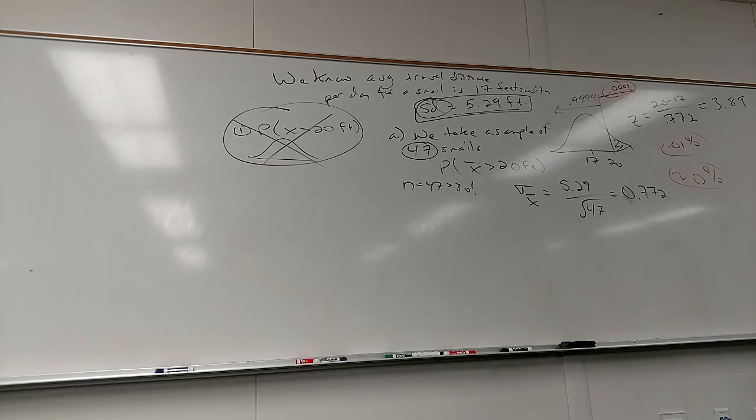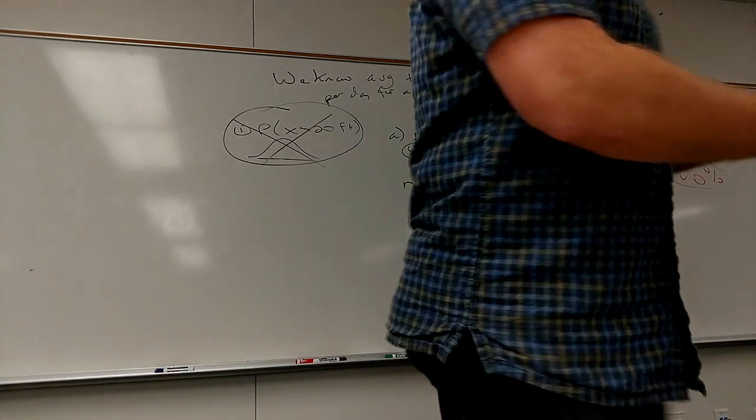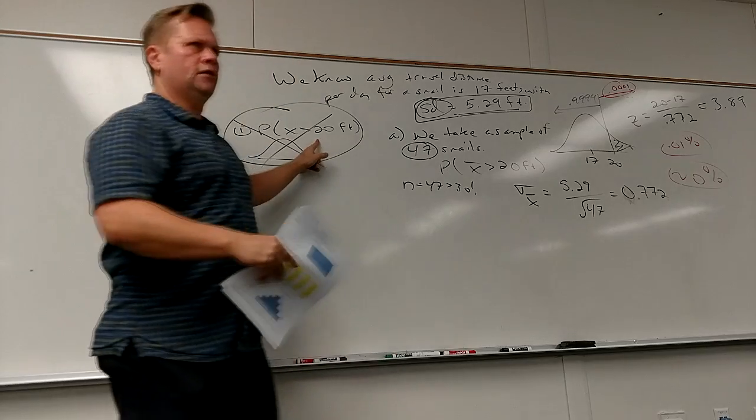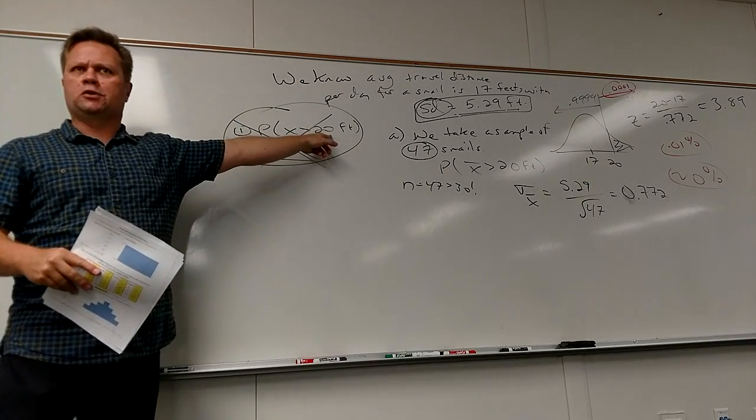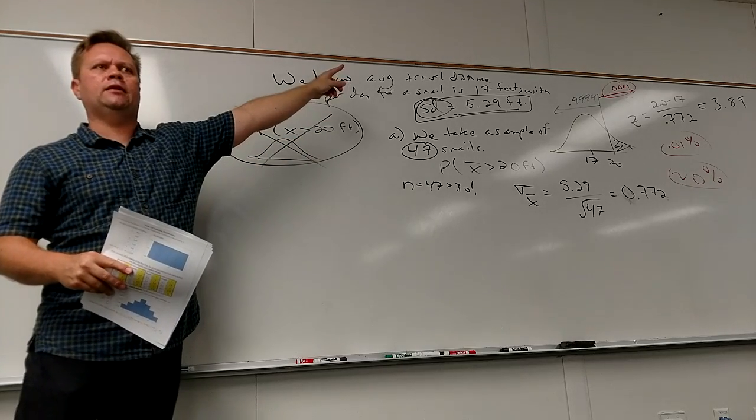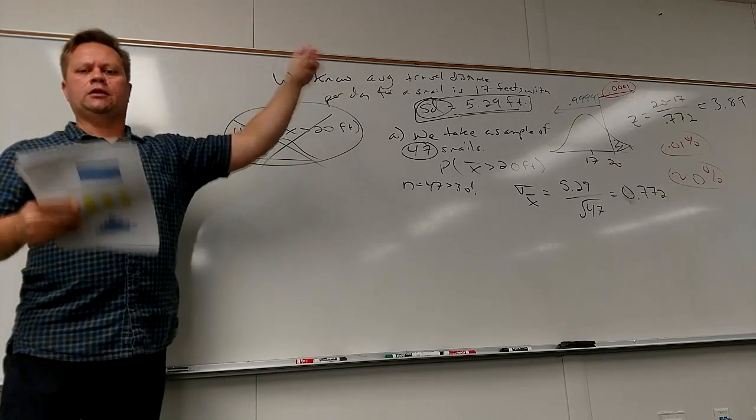Okay, so why was it I couldn't do this again? Because this is picking one snail. It's probably that one snail goes more than 20 feet. I couldn't do that because it doesn't say that it is normal. I like it. So turn this over.